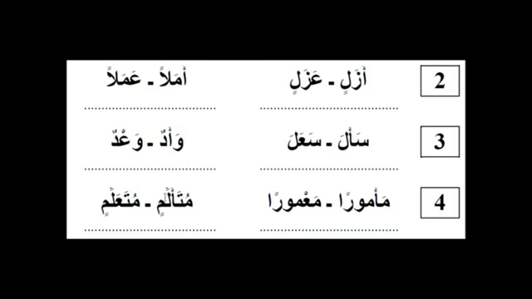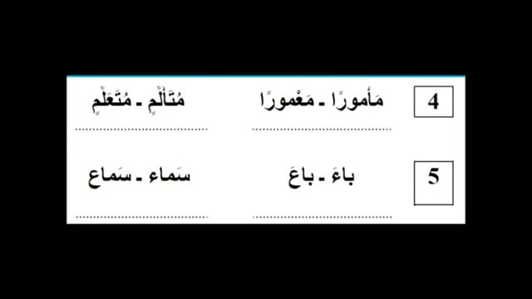The lam has a shidda on it, but it's not clear here, but it does, and it also has a kasra. Go on to our last row, the 5th row. Go ahead and do it, then we'll do it together once you're done.